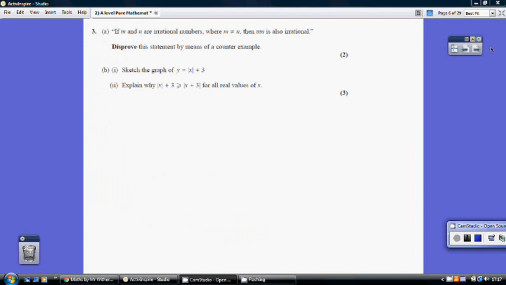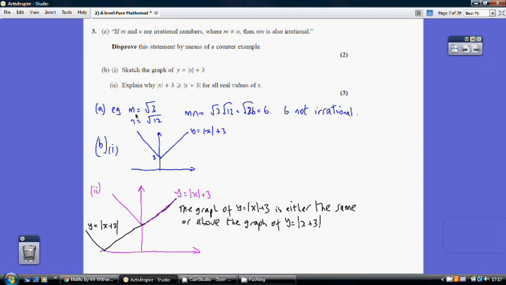Now we're told part A. So let's go and set m and n as being irrational numbers. So for example, root 3 and root 12. Now when we times those together, we obviously get root 36, which equals 6. And 6 is obviously not irrational. So that counterexample disproves the statement.